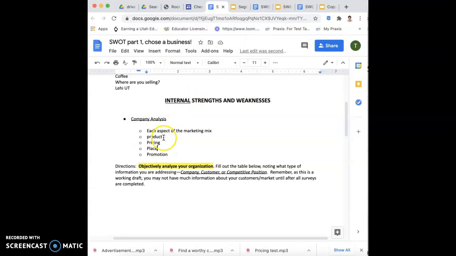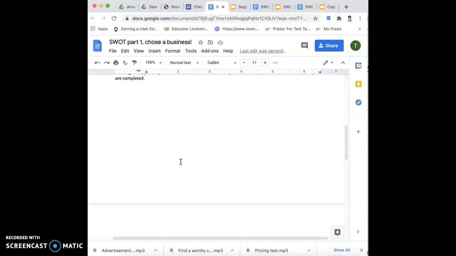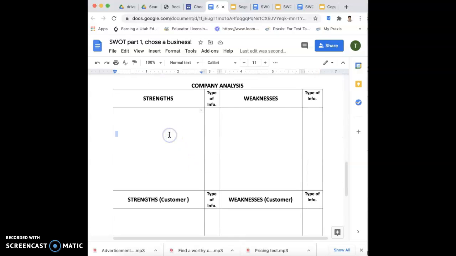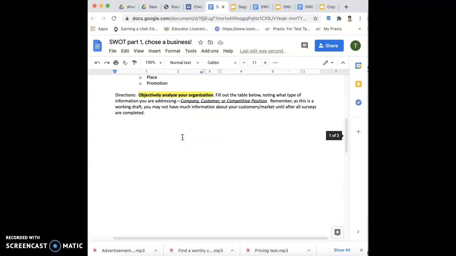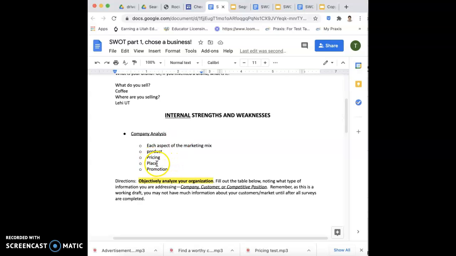So you want to look at all 4 of these things for your company, and you want to fill out this table down here. Okay, so let's see. I'm going to do place, for example. Starbucks is everywhere. Actually, they have more locations than McDonald's.